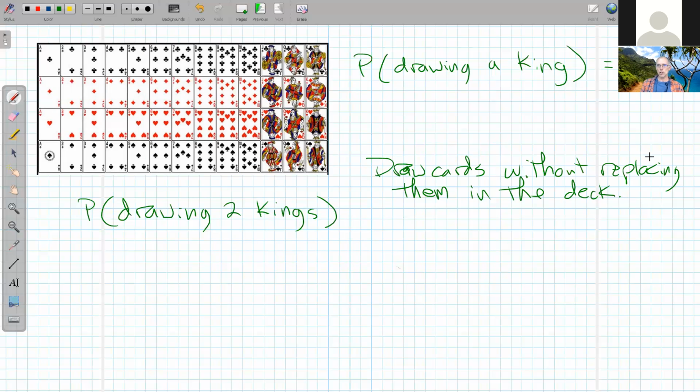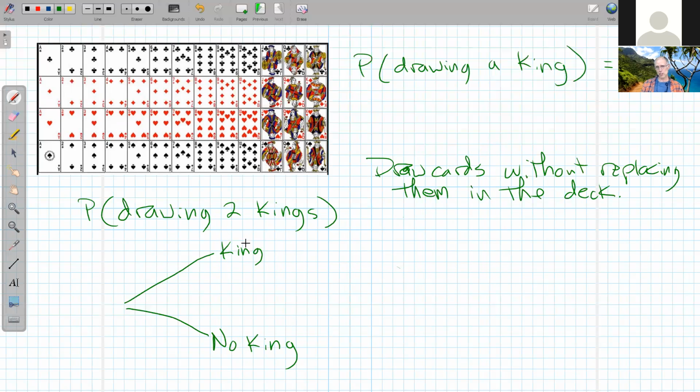So let's just think about, we know what's happening for the first one, right? It's 4 out of 52. So let's suppose on the first drawing, I got a king. Either when I make this drawing, one of 2 things is going to happen. Either I get a king when I do my first draw, or no king, right? And there's lots of ways I can get no king.